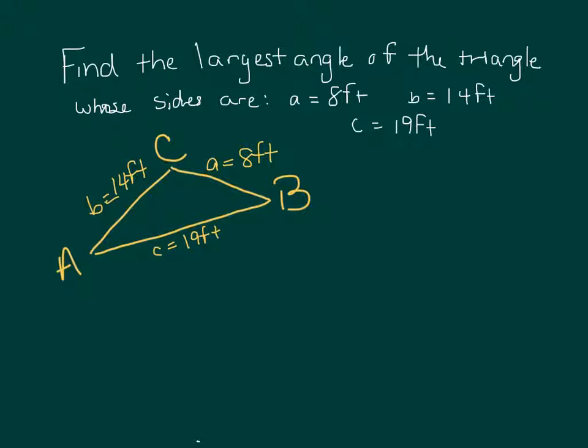Now I have no opposite pairs. I only know the three sides, so what I have to do is find an angle. Since it asks for the largest angle, we know that the largest angle is the one opposite the largest side. So we are looking for angle C.